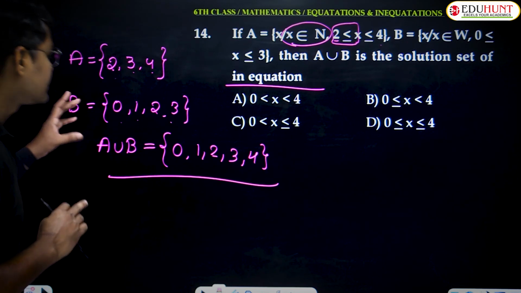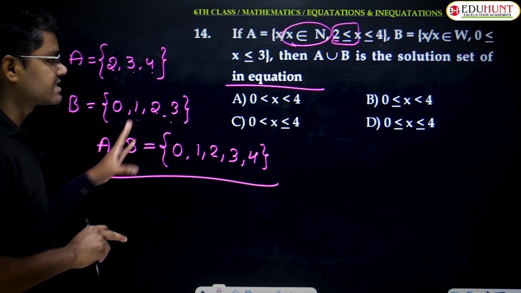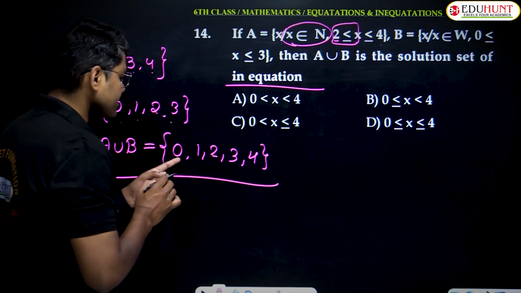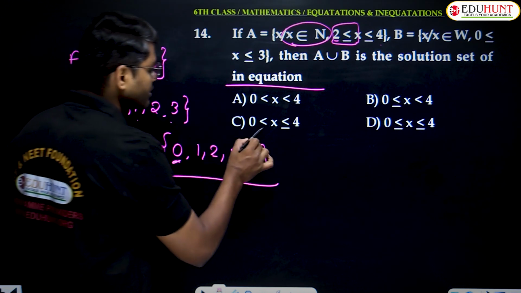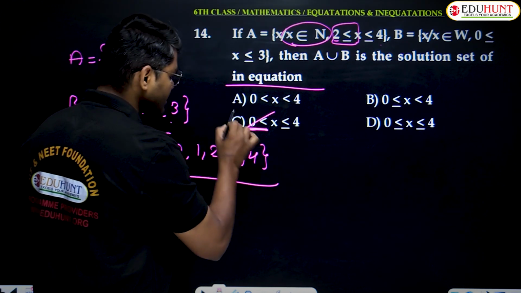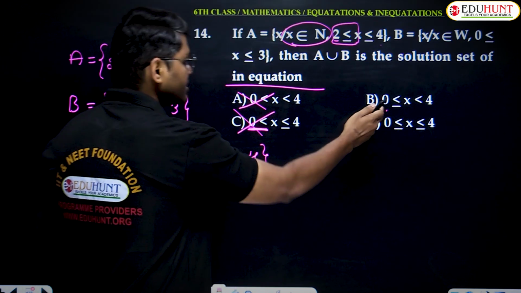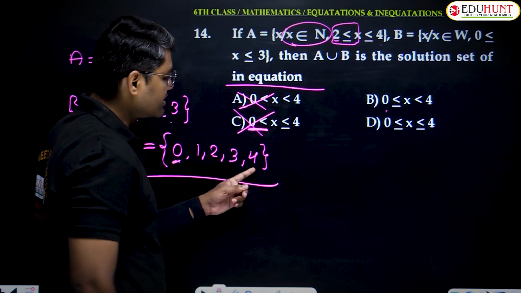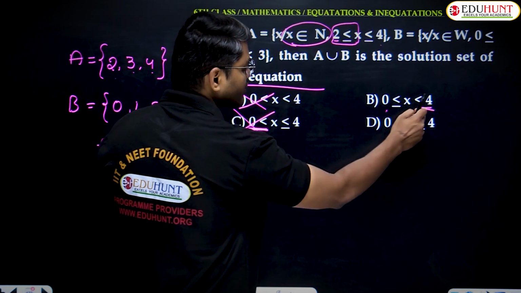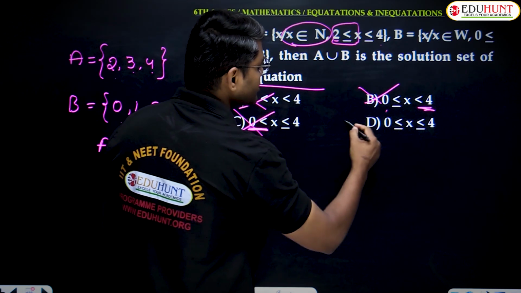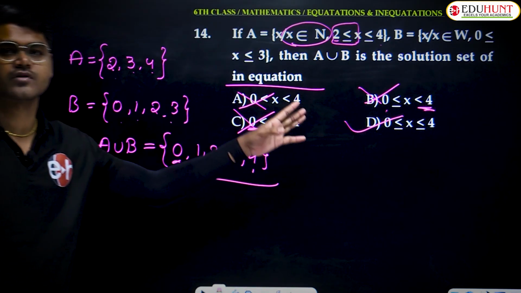Okay. So this is the A union B set. Let's represent this set. It is equal to 0. Here no equal to symbol is there, so wrong. So this is also wrong. So we have to consider this one. This is equal to 0 and is equal to 4, not equal to 4. So this option is also wrong. Option D is the correct answer for this question.